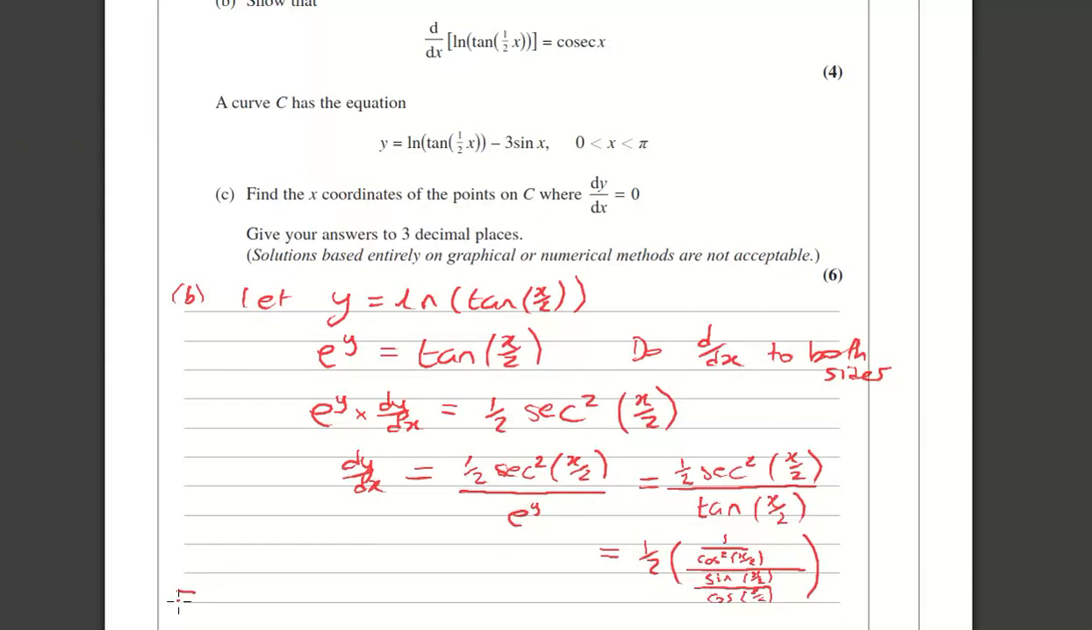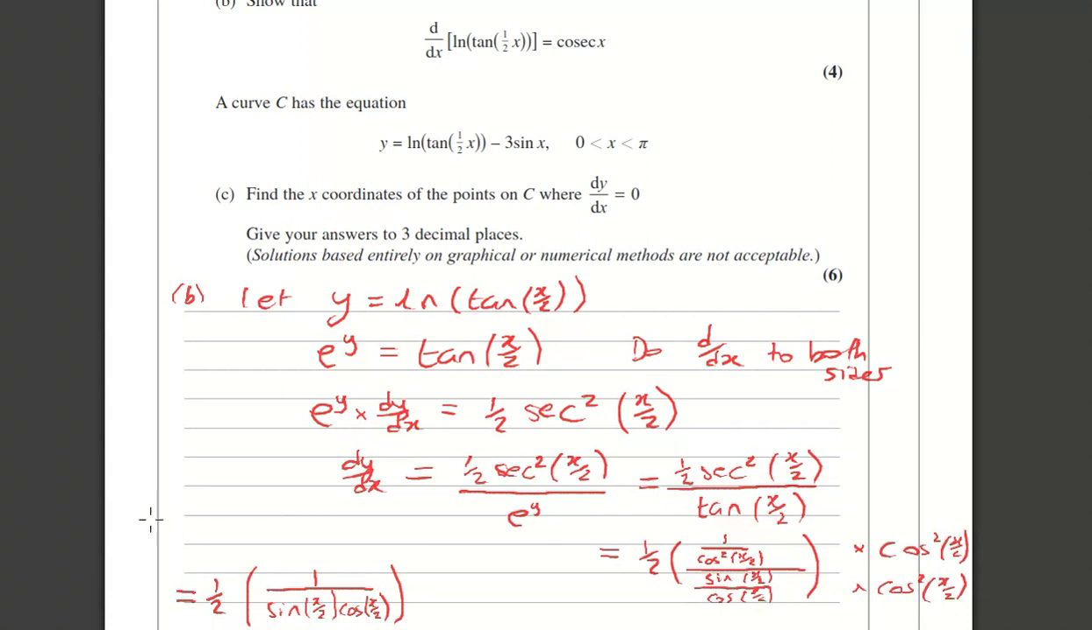Can I just work over here, just because I'm running out of road here? Okay, let's leave the half outside. If I times top and bottom by cos squared x over 2, so I'm really timesing it by 1. I'm not changing the value of it. What am I going to get? I'm going to be left with 1 on the top, which is great, gets rid of the fraction, and then I'm going to be left with sine x over 2 cos x over 2.